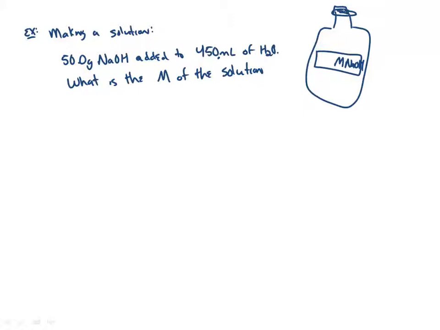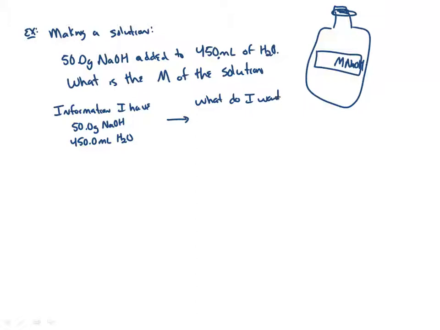So, one of the things for these types of problems when they're new to you, you want to look at them in terms of what information do you have. Meaning you've got 50.0 grams of sodium hydroxide, and you've got 450.0 milliliters of water. And then what do I want? Well, you want molarity, right?